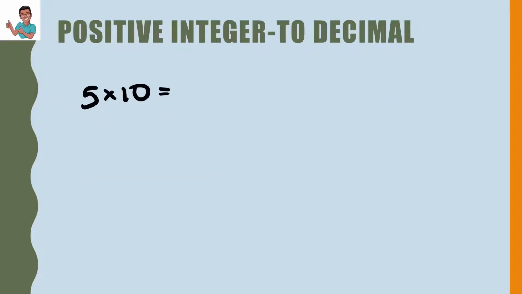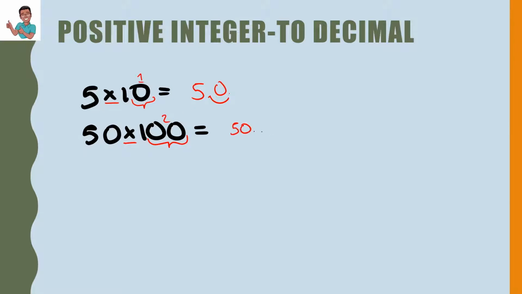Okay, let's see how we do this. 5 times 10. When we multiply, we shift to the left. We're shifting 1 time because we have 1 zero. So we will do 5, decimal point, shift to the left, 50. Now when we do 50 times 100, since it's multiplication, we shift to the left, and we have 2 zeros, so we shift 2 places. We put our decimal, and we shift twice. Our answer is 5,000.